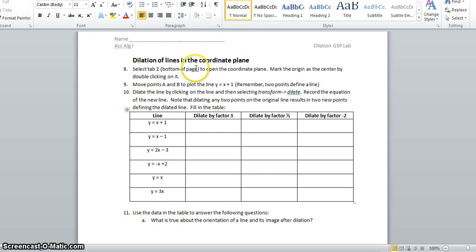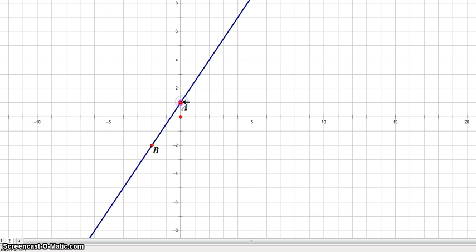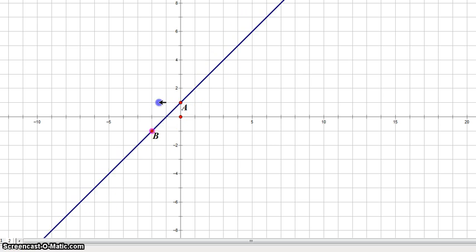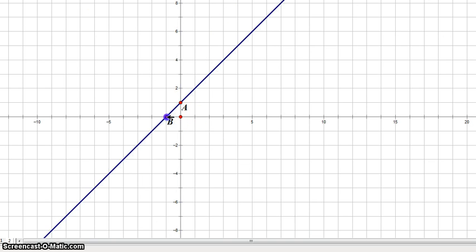Step 2, or the next step, says move points A and B to plot the line y equals x plus 1. That's the first line here. Remember, 2 points define a line. The easiest point to plot is the y-intercept, so that's the first one I'm going to do. And then if this has a slope of 1, that helps me figure out where else to plot a point. So I'm going to move one of my points to be the y-intercept of that line, and move the other point such that the line has the correct slope. The line is supposed to have a positive 1 slope because it's y equals 1x plus 1. So I'm going to move point B right there.